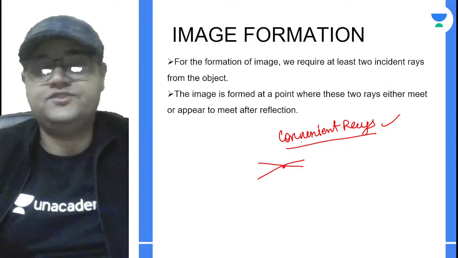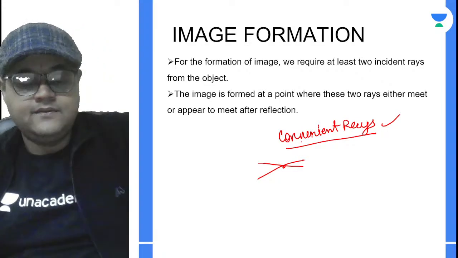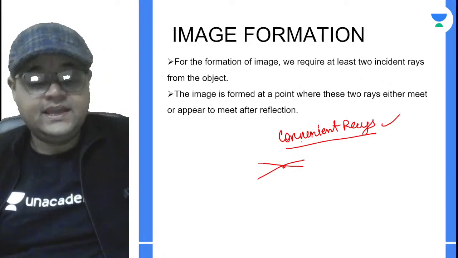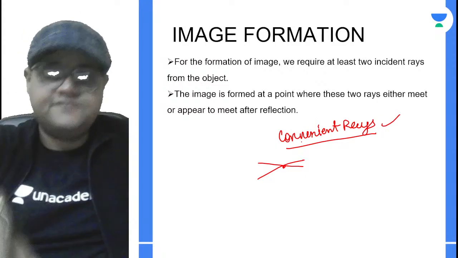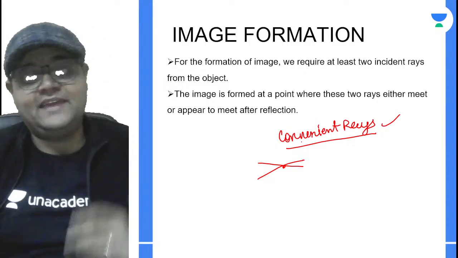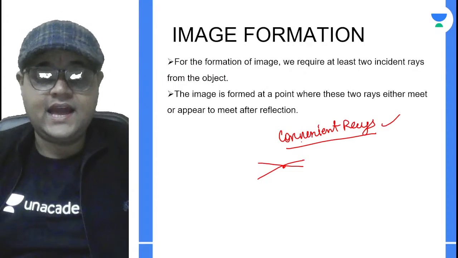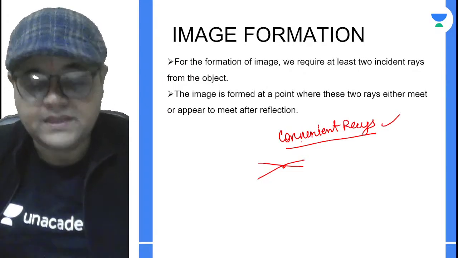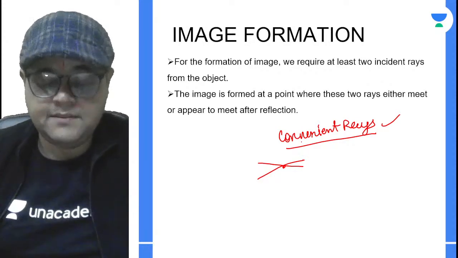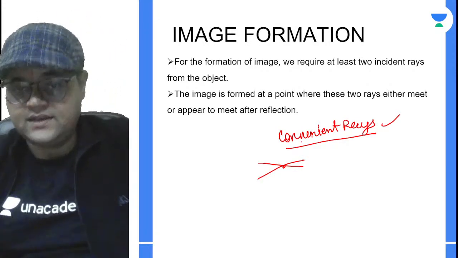Now there is one more constraint. It's not necessary that the two rays actually intersect. It might be the case that it appears as if the rays are intersecting. This is a catch. It's not necessary that every time the rays actually intersect. It might happen that they appear to meet. So this again is an important constraint, and you have to keep this in mind as well.